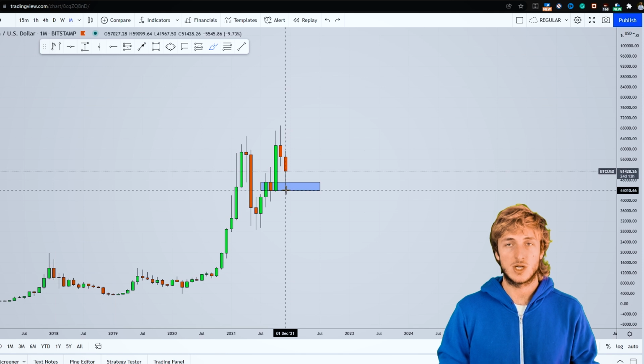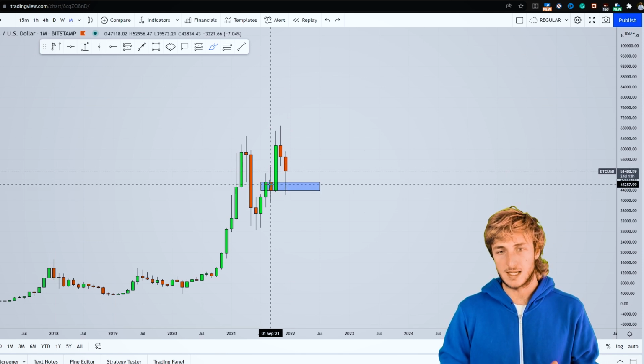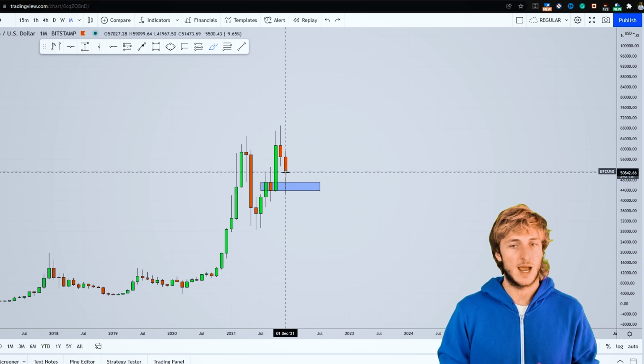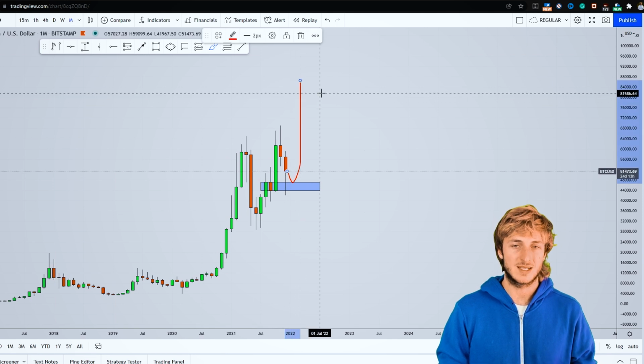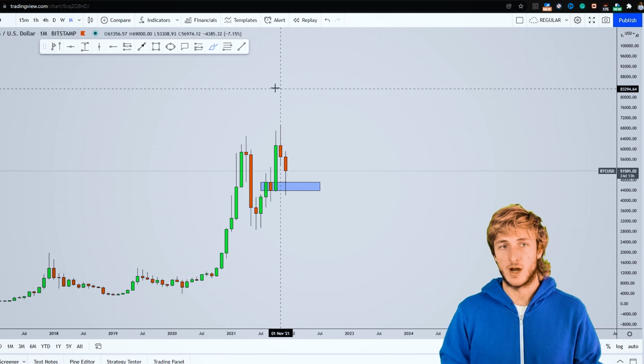So here in the monthly, we just liquidated a lot of leverage that we had. We tested the support and demand, and at the moment we're getting rejected to the upside. Everything seems incredibly bullish, and we can expect a rejection to the upside and the creation of new all-time highs.